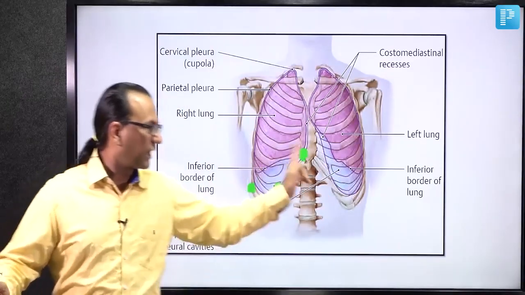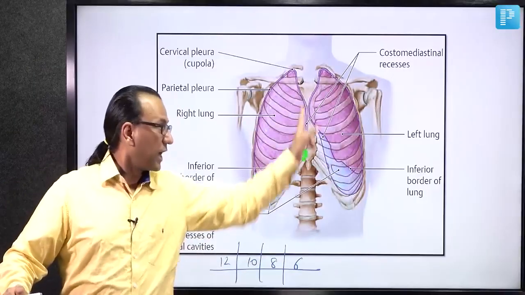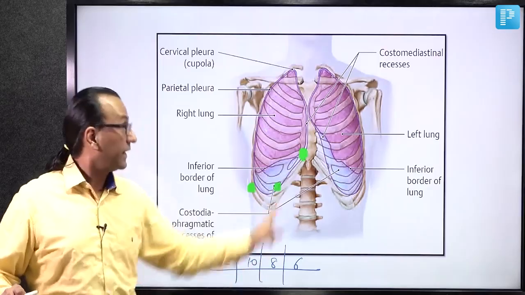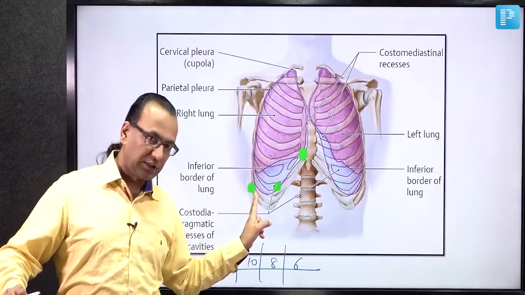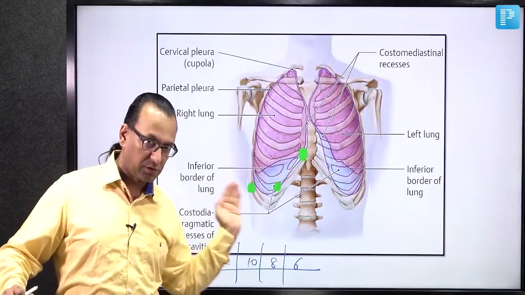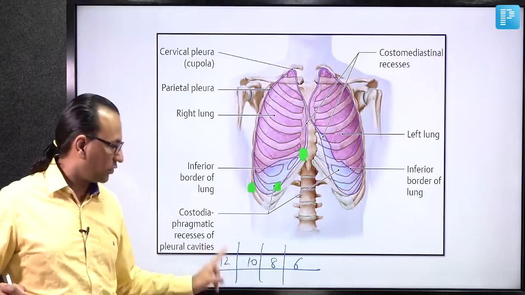So you can remember it like 6, 8, 10, 12. 6th rib, it is in the mid-sternal line, the beginning of the inferior border of pleura. 8th rib, it is the mid-clavicular line, and 10th rib, it is the mid-axillary line, and 12th rib, it is the paravertebral line posteriorly. We cannot see the posterior thing here, but we have a diagram to discuss that.